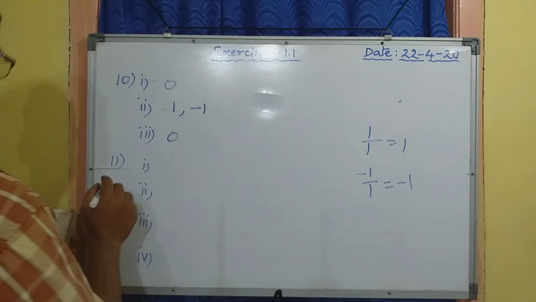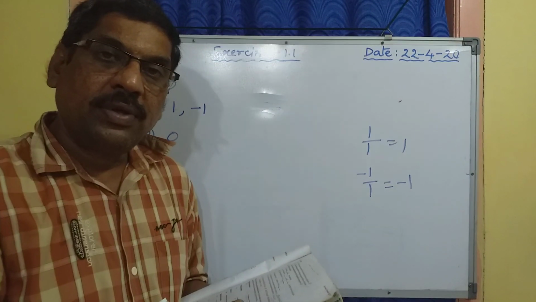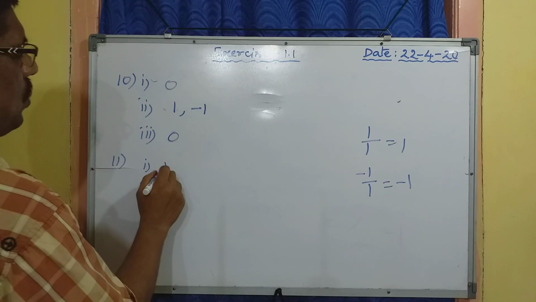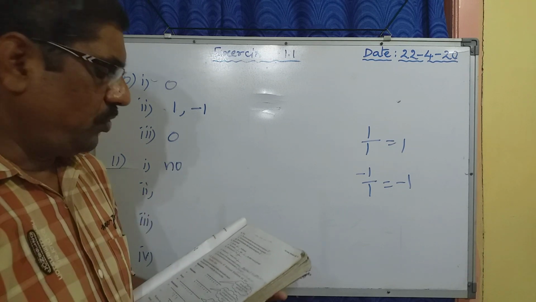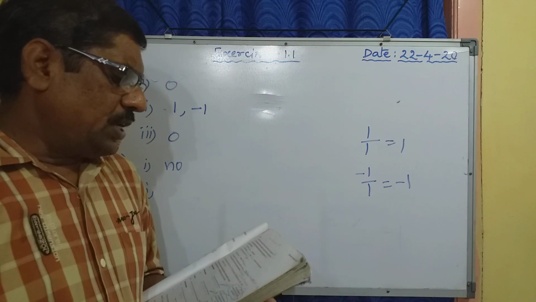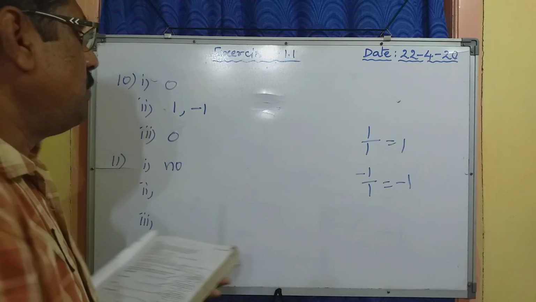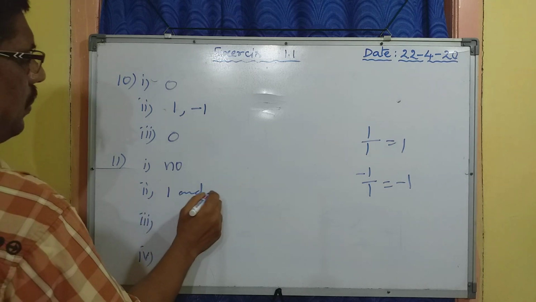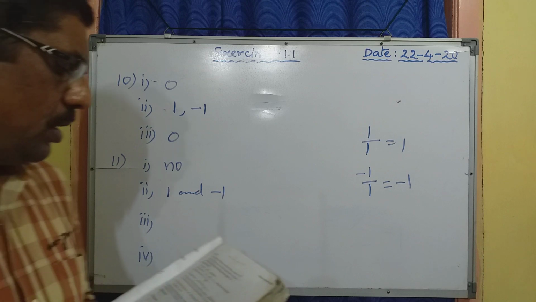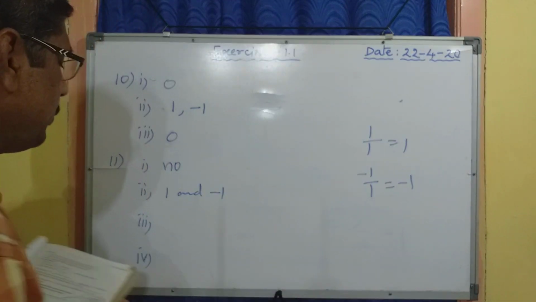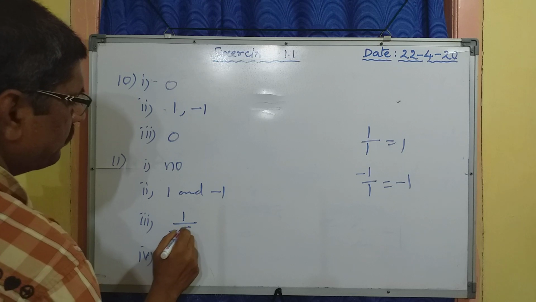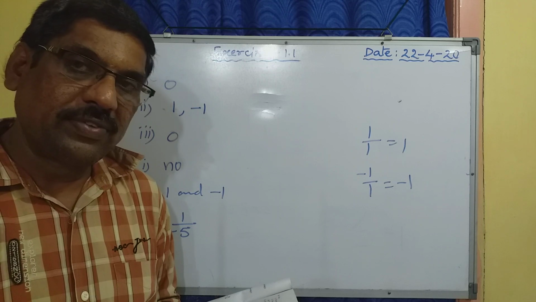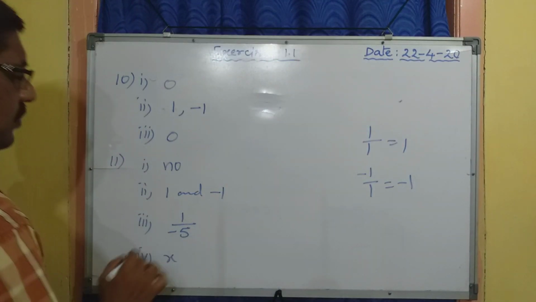Now look at the 11th Roman, the first one. 0 has dash reciprocal. There is no reciprocal for 0. So the answer is no, there is no reciprocal. The numbers dash and dash are their own reciprocals. As we discussed in the 10th Roman second one, the answer is 1 and minus 1. The third one: the reciprocal of minus 5 is 1 by minus 5. The fourth one: the reciprocal of 1 by x, where x is not equal to 0, we can simply write as x.